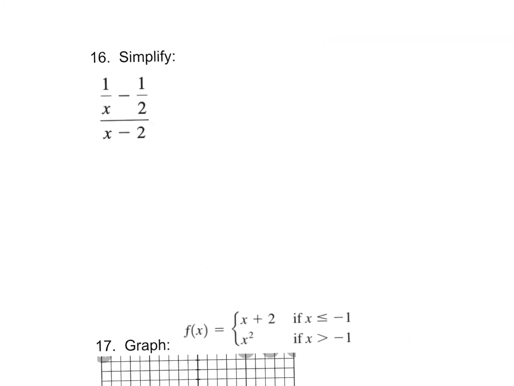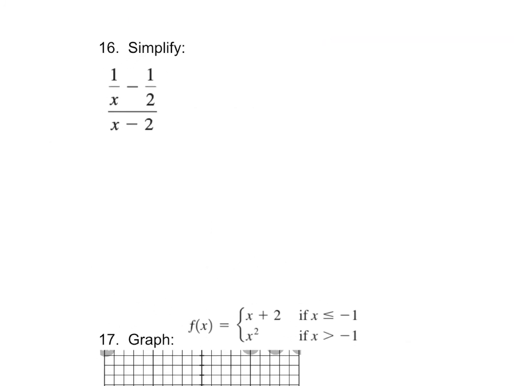Number 16, simplify. Best advice here is to find the LCD of the smaller fractions. If I look at my numerator, it's got a 1 over x and 1 over 2, which means my LCD would be 2x. So I'm going to multiply the whole top by 2x and the whole bottom by 2x. In my numerator, the first one, the x's would cancel, so it'd just be 1 times 2. The second one, the 2's would cancel, it'd be 1 times x.